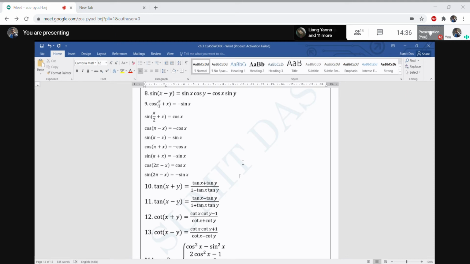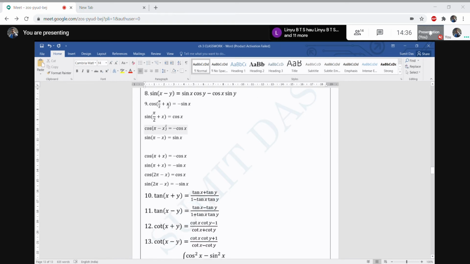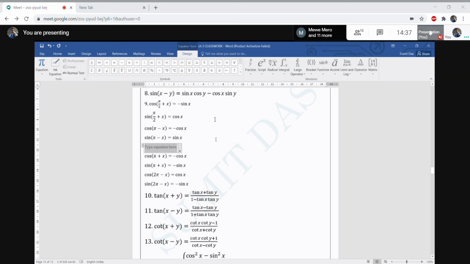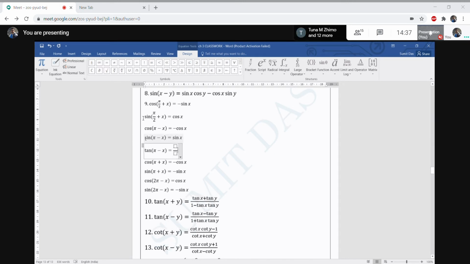Well, let me show you one thing. I hope all of you can see this formula. Cos(pi minus x) equals minus cos x, and sin(pi minus x) equals sin x, right? So what will be tan(pi minus x)? Tan(pi minus x) will be equal to sin(pi minus x) divided by cos(pi minus x), right?